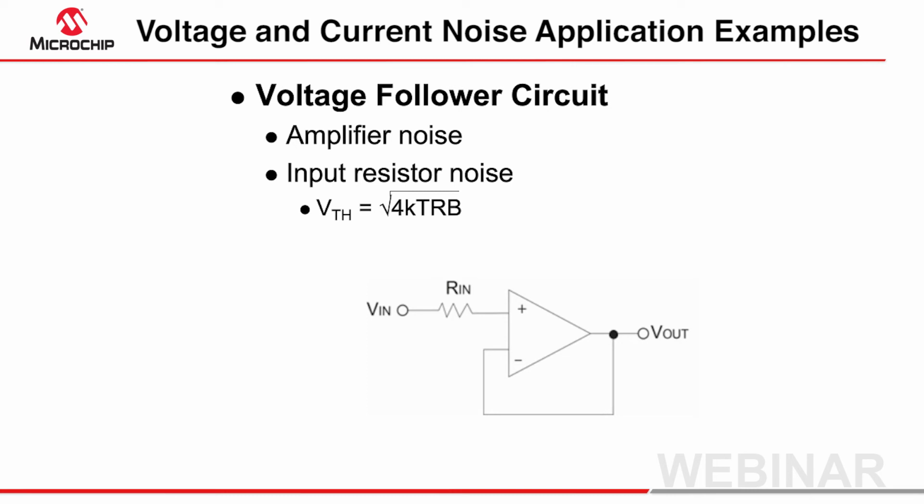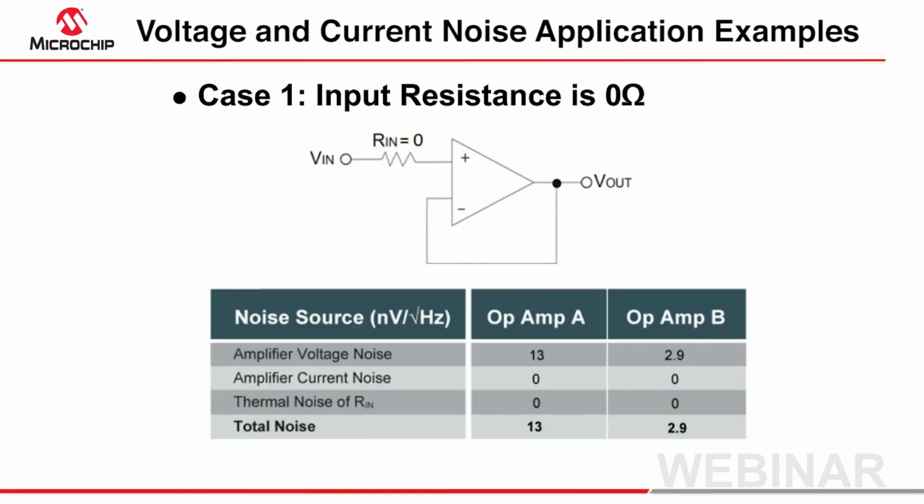Recall that the thermal noise voltage of a resistor is defined as shown here, where k is Boltzmann's constant, T is temperature, R is the resistance, and B is the bandwidth. For the first case, let's set R sub n to 0. Hence, the thermal noise of the resistor is 0, and the current noise of the amplifier is also eliminated, since this current must flow through an impedance in order to cause a voltage error.